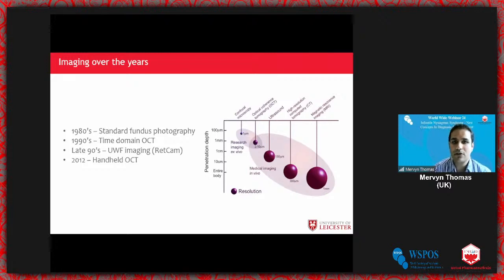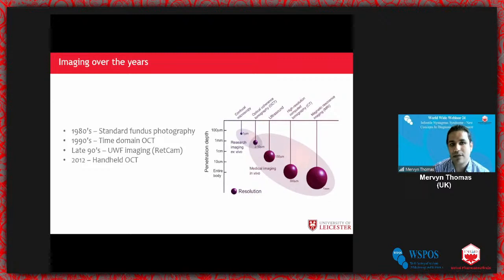OCT. This was still quite slow, so it wasn't really used in nystagmus. Then in the late 90s, you have ultra wide field imaging, such as RetCam. And it was only in 2012 when handheld OCT came into play. During this period, the resolution of images improved, and the speed of acquisition also improved.